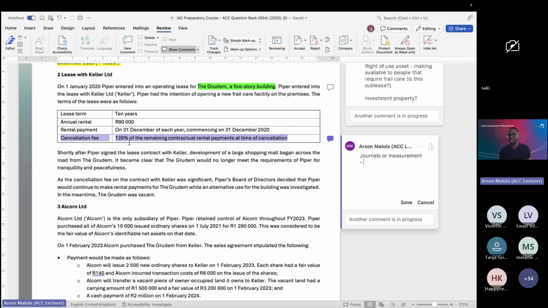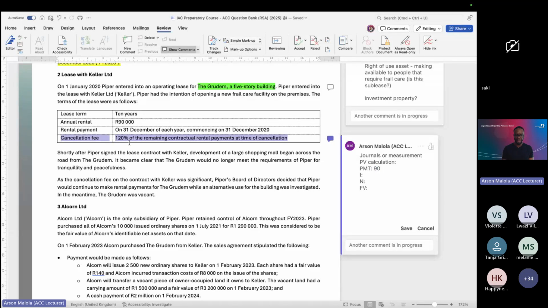Now, like I mentioned in our session earlier, when I think about a lease from the lessee's perspective, which is how we can be thinking about this lease here, I immediately think about my PV calculation. I need to find my PMT, I need to find my I, I need to find my N, I need to find my FV. Is that it? Yeah, I think that is it. Yeah, cool. And then my lease term would be 10 for now.